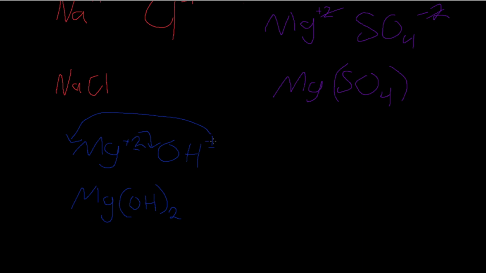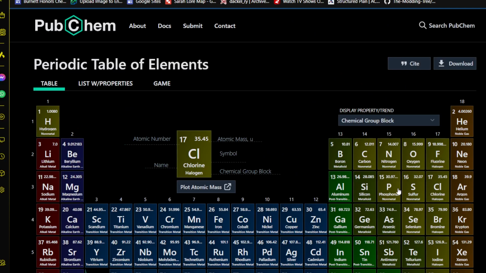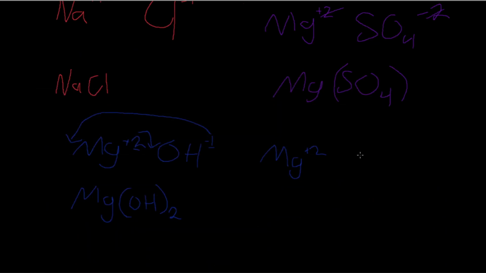+2, -1. And we can do this for, I'm just going to make something up. These are not the real charges of these. We know magnesium is a +2, so we'll roll with that. And then, hold on, we'll pull something that is a -3. Phosphorus. Magnesium phosphide, so -3.